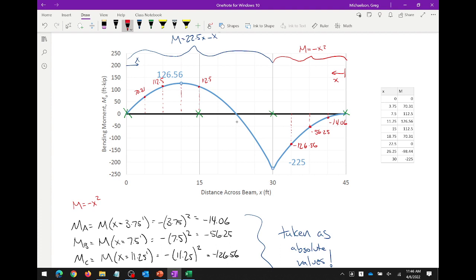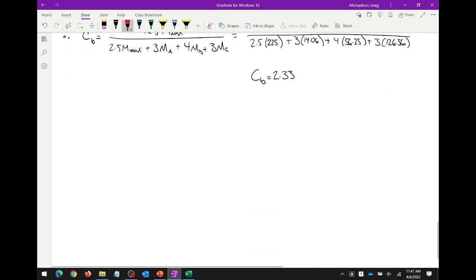For the middle segment, we have 112.5, 70.31. This is 0. This is negative 98.44, and that's negative 225. Does everybody see that? With me so far? So if you want, you can be very tabular about this for your remaining segments.